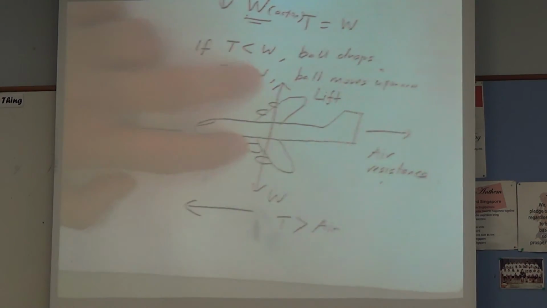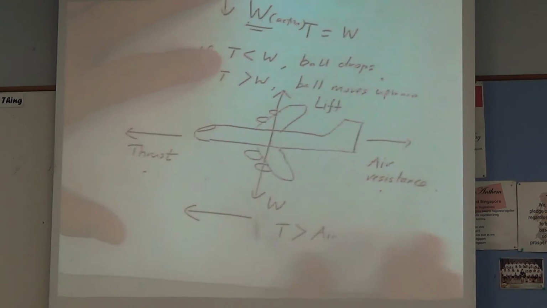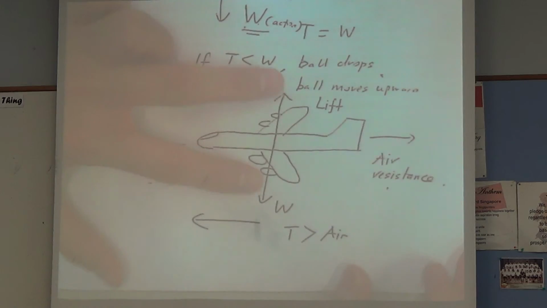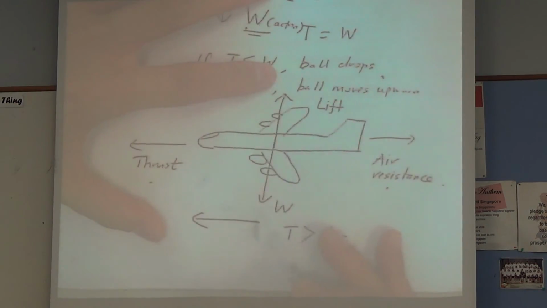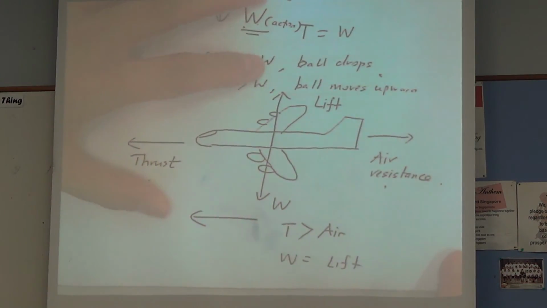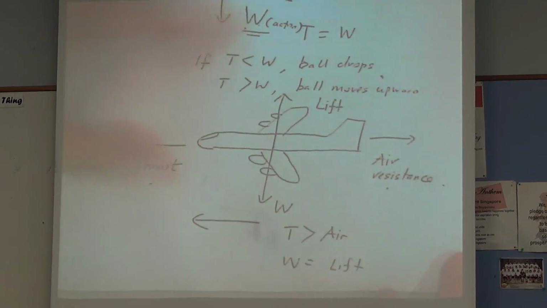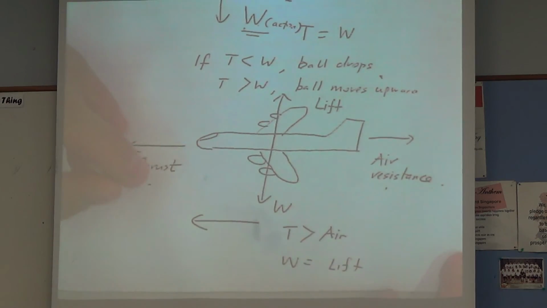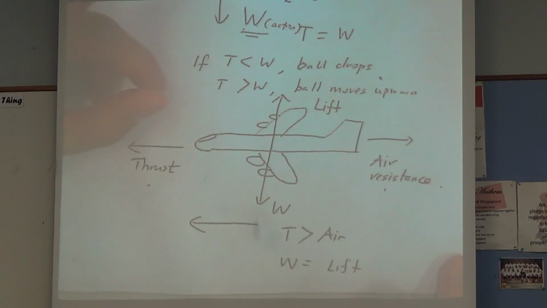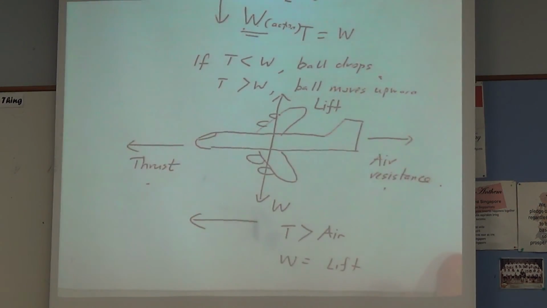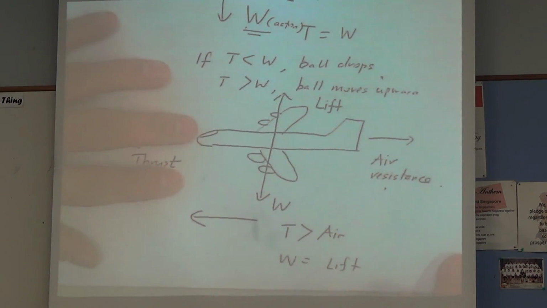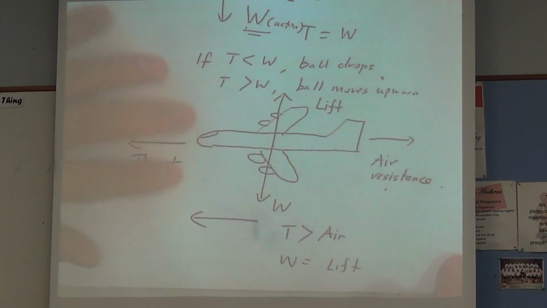Okay? So if the plane is moving at the same altitude, the same height, what must be the relationship between the lift and the weight? Equal. But in order to fly high, the lift must be greater than the weight. In order to descend, the lift must be less. The weight can never be more because the weight is fixed. You don't start throwing people off the plane.